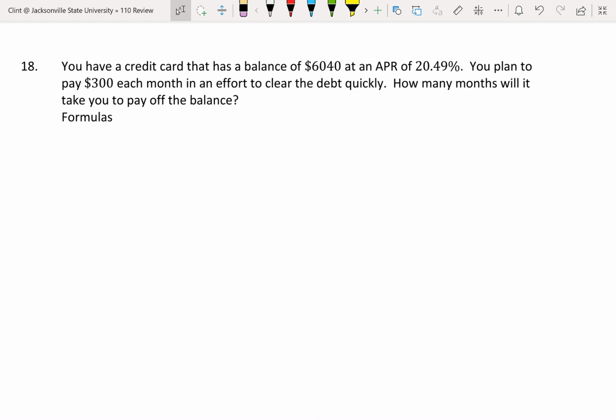One more. All right, then we got a credit card that has a balance of $6,040 and an APR of 20.49%. We're going to pay $300 each month. How many months will it take us to pay off the balance? I just forgot to delete, it was giving the whole list of formulas on each problem. Okay, so our formula for how many payments it's going to take us to pay off a debt is the one with the logarithms.